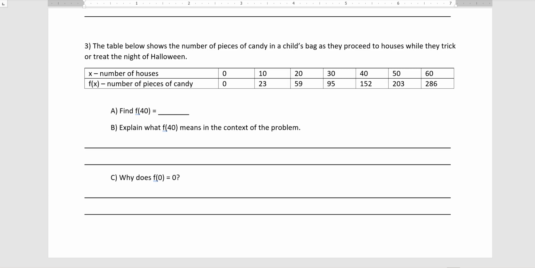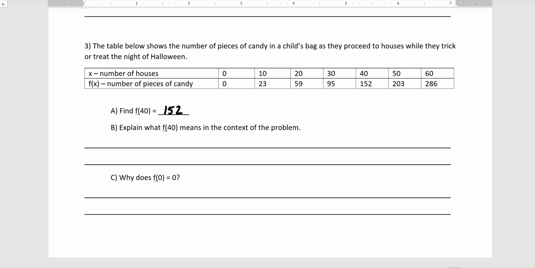Number 3 says, the table below shows the number of pieces of candy in a child's bag as they proceed to houses while they trick-or-treat the night of Halloween. Nice. All right, so x, our input, is number of houses. F of x, the number of pieces of candy, is our output. Okay, so find f of 40. So that means 40 houses. When they did 40 houses, they had 152 pieces of candy.